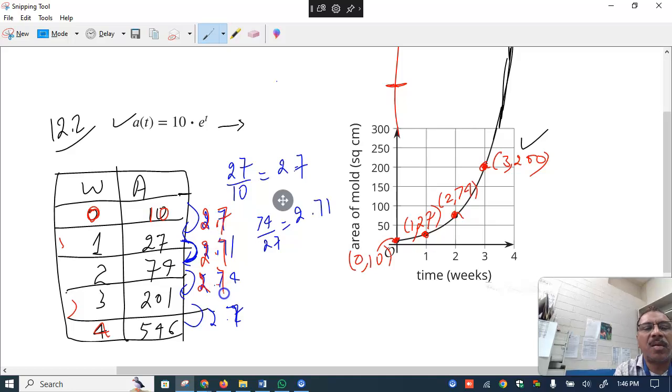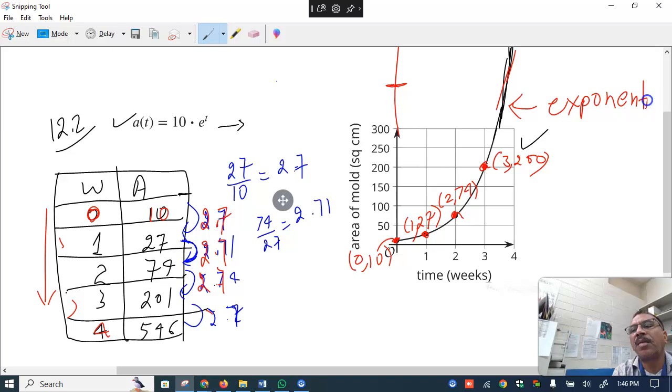So this is the growth factor. It looks like the table represents an exponential function, and by looking at the shape itself, this graph is also an exponential function, a representation of exponential growth. I hope you understand these few things. So we see that there is a 2.7 which always gets multiplied. So the question is, what is this 2.7?